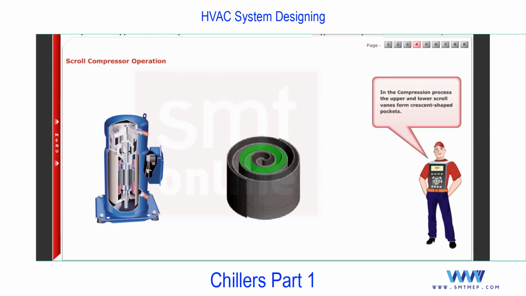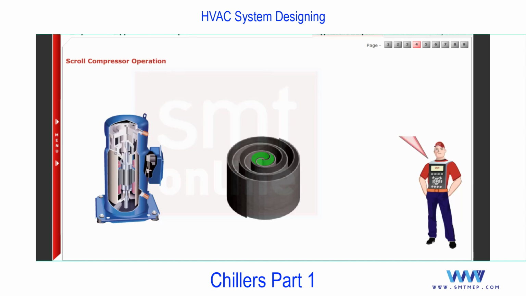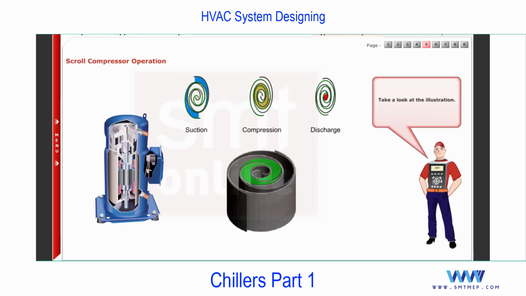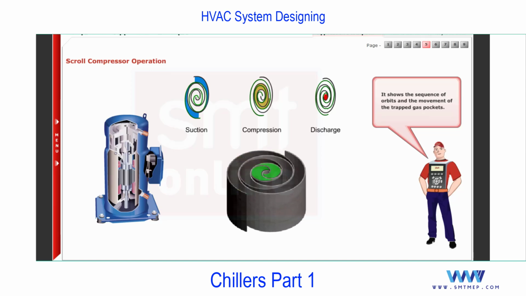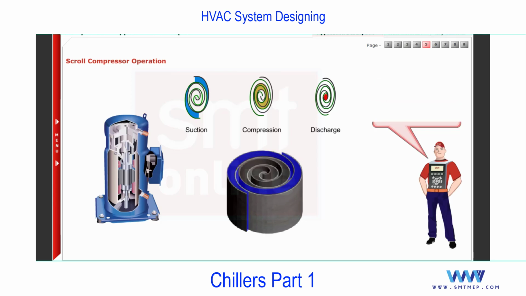In the compression process, the upper and lower scroll vanes form crescent-shaped pockets. As the lower scroll orbits, the sealing points on the vanes migrate inward, pushing the crescent-shaped pockets toward the center. As the pockets move, they decrease in volume and compress the trapped gas. Take a look at the illustration. It shows the sequence of orbits and the movement of the trapped gas pockets.